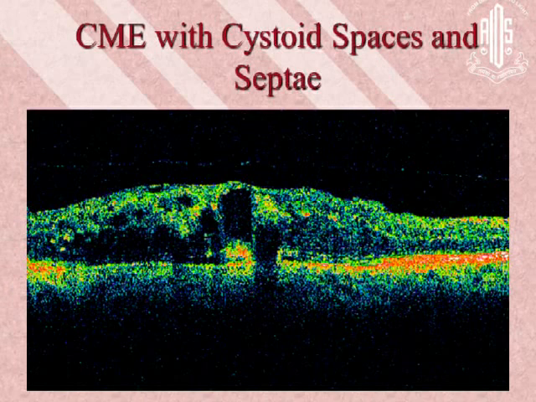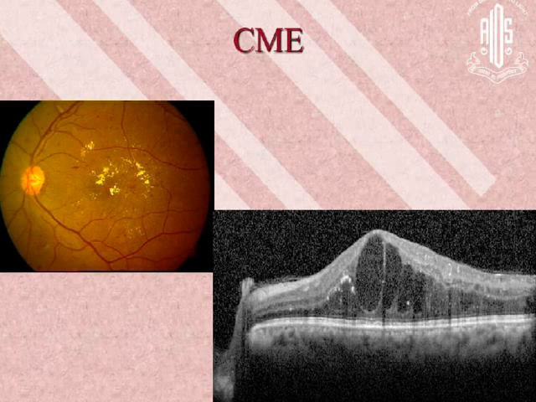So coming to the next pattern, cystoid macular edema, where you can see cystoid spaces and you can see some septae also between. So this is another pattern which we see commonly on OCT. This is another picture of the cystoid macular edema on the Spectralis, where you can see a beautiful demonstration of the cyst and the septae.